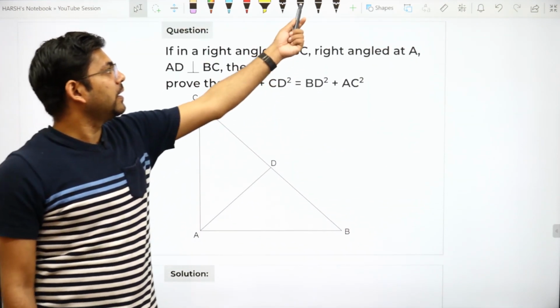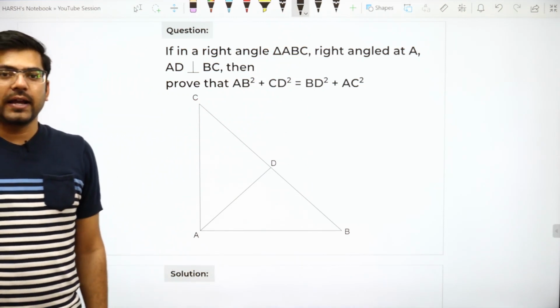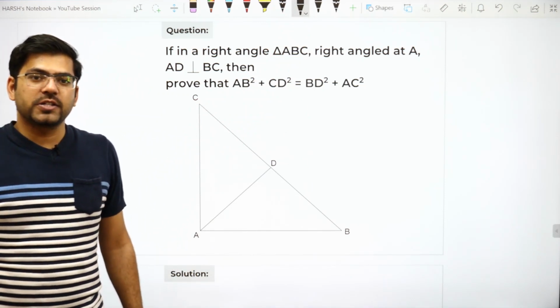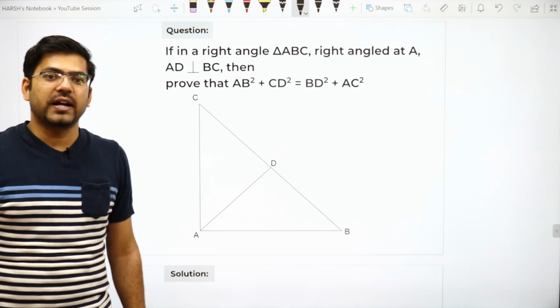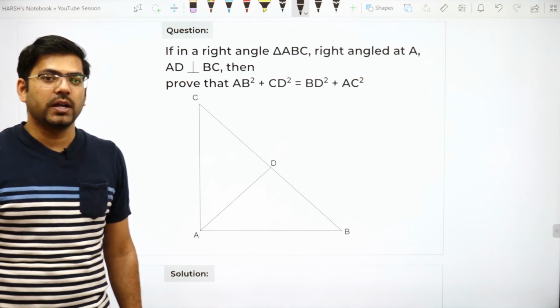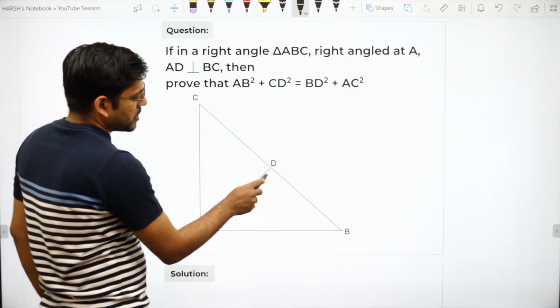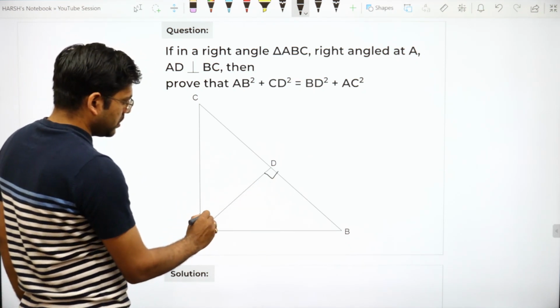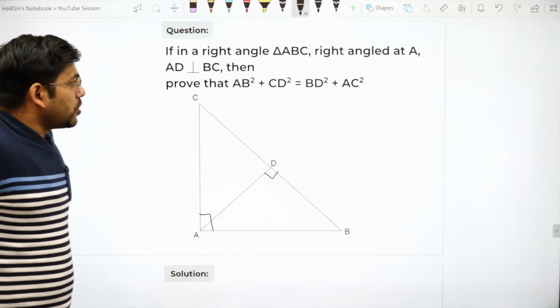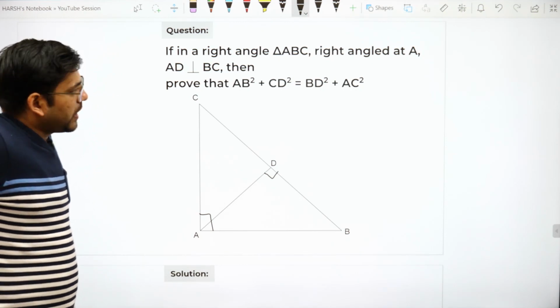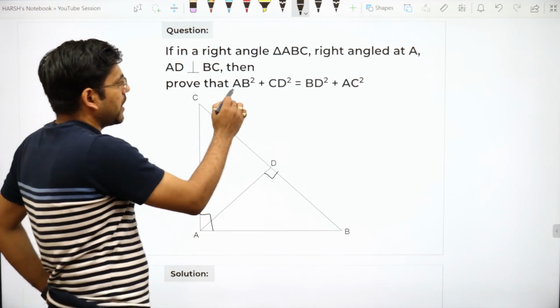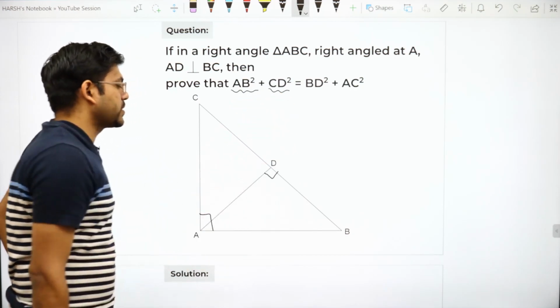In a right angle triangle ABC, right angle at A, AD is perpendicular to BC. Then we have to prove that AB square plus CD square is equal to BD square plus AC square. Okay. So this is 90 degree and also this is 90 degree. So first of all, let's talk about LHS. If I talk about LHS, we have two terms, AB square and CD square.